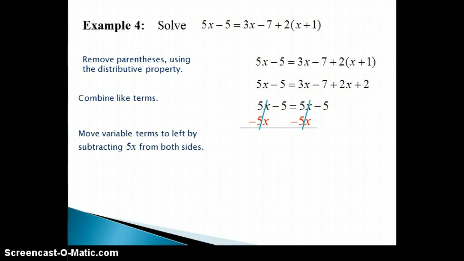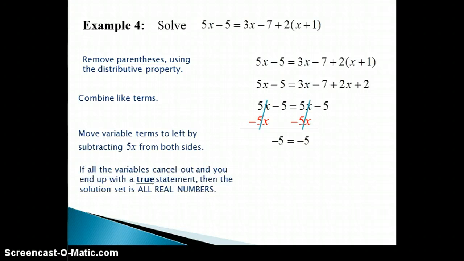Notice that once again the variable terms canceled out on both sides. However, this time we ended up with -5 equals -5, which is a true statement. Whenever in the process of solving the equation, the variables cancel out and you end up with a true statement, that means any real number is a solution to the equation. Thus we say the solution set is the set of all real numbers. Or in other words, the set of all x's such that x is a real number.